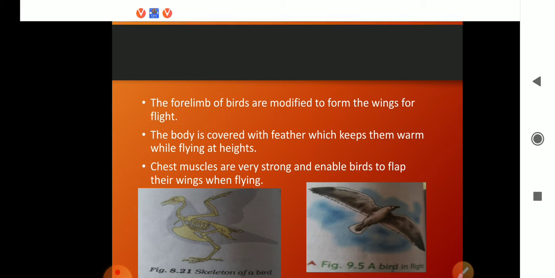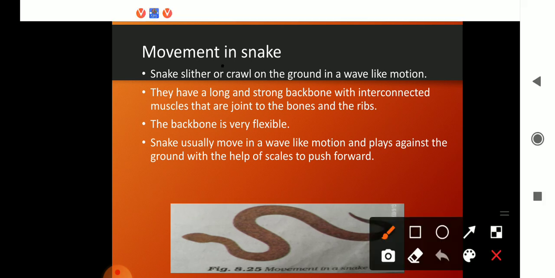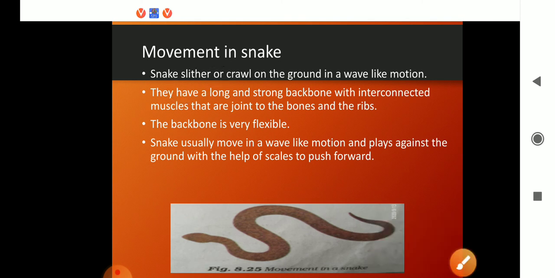Okay, now next, I hope you all are getting it. Now next is movement in the snake. Now we will see how a snake moves. The movement of the snake is called slither. Okay? This wavy movement is called slither.